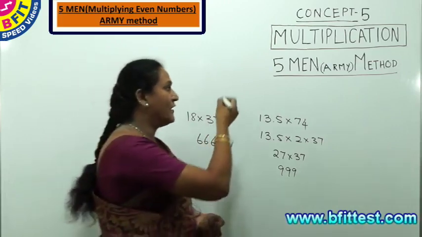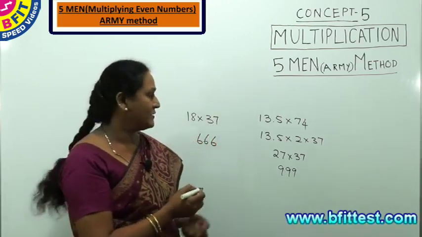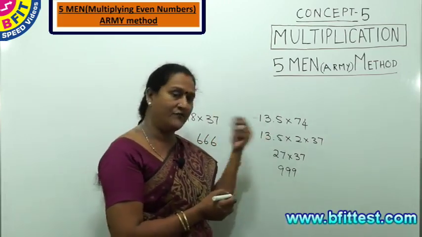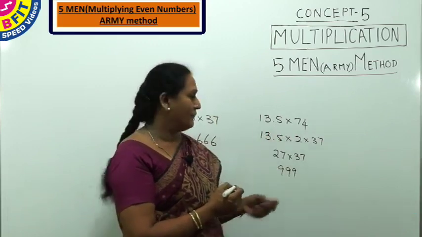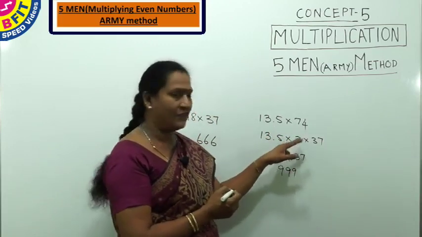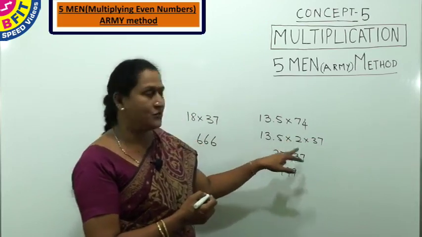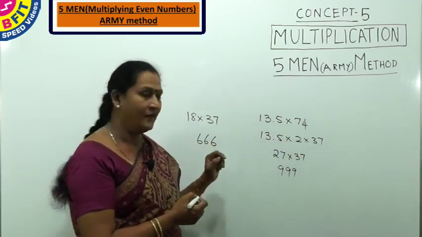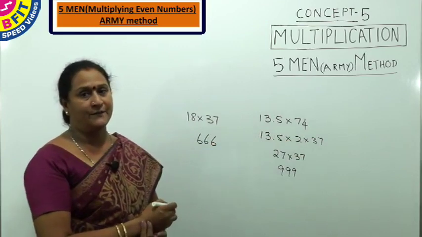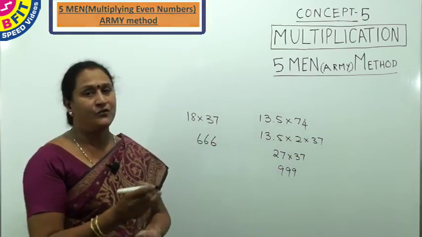Now using this 5-man army method, that is, multiplying a number which ends with 5 with an even number, we can split the numbers. We can take the factor 2 out, combine this 2 with the number which ends with 5, and make our work easier. We'll see a few more examples.